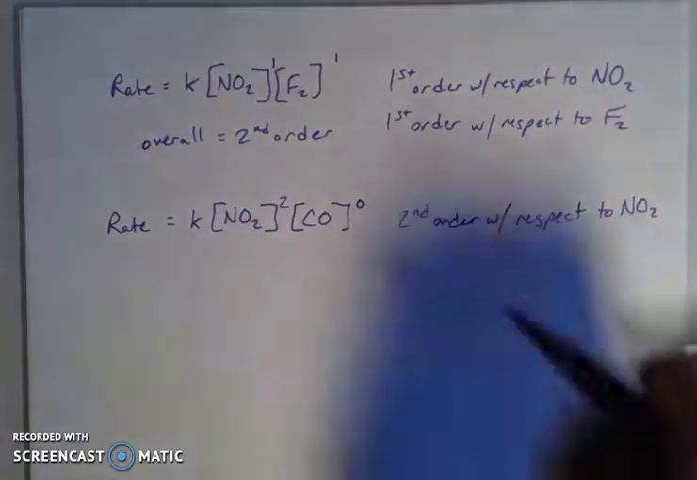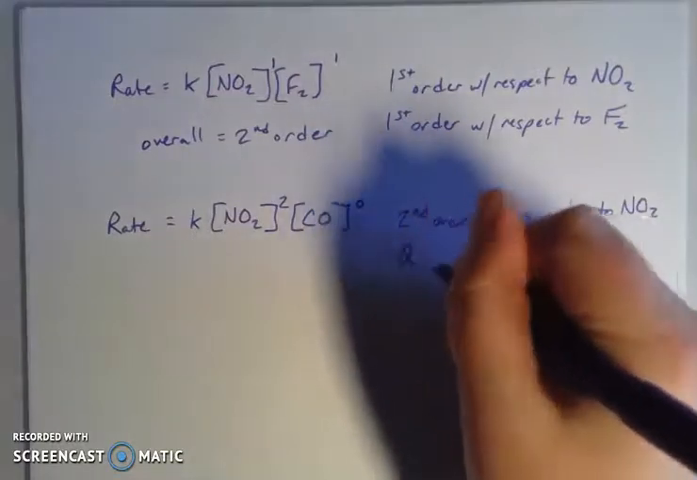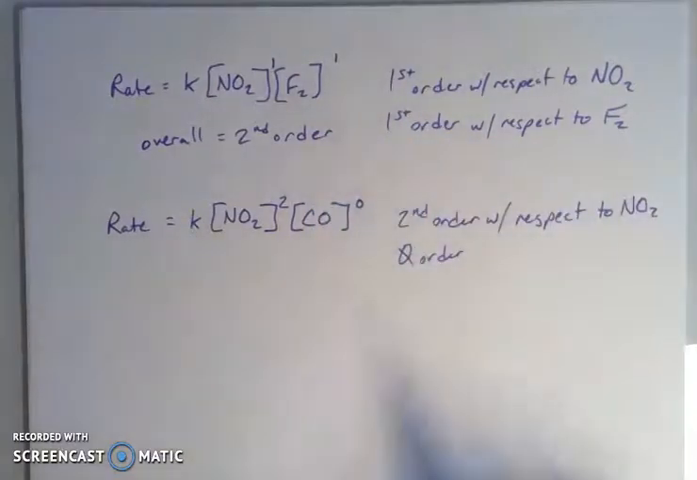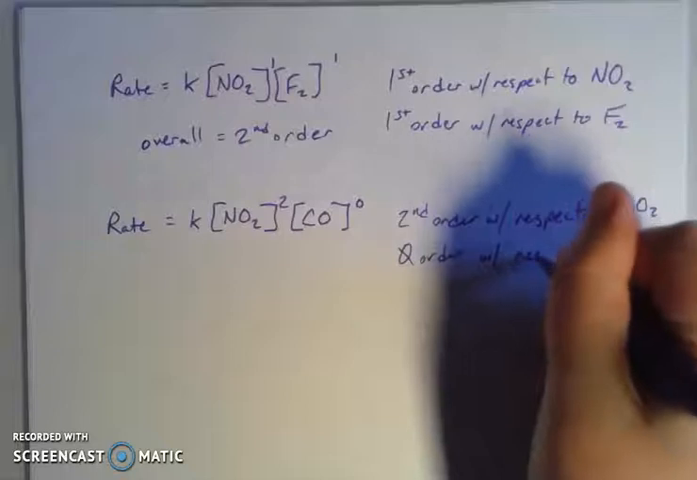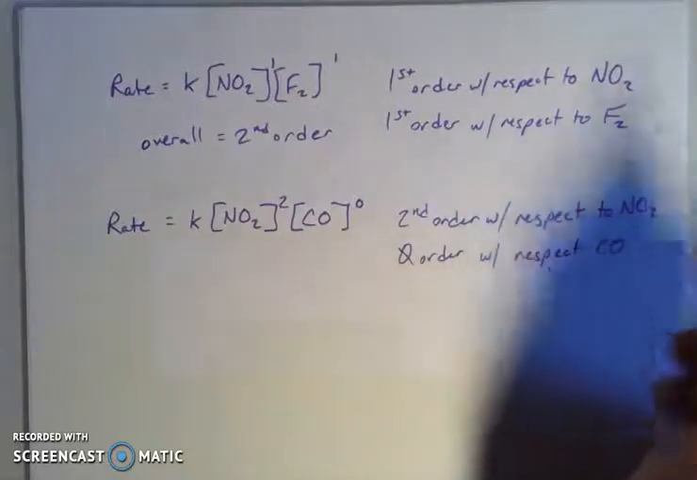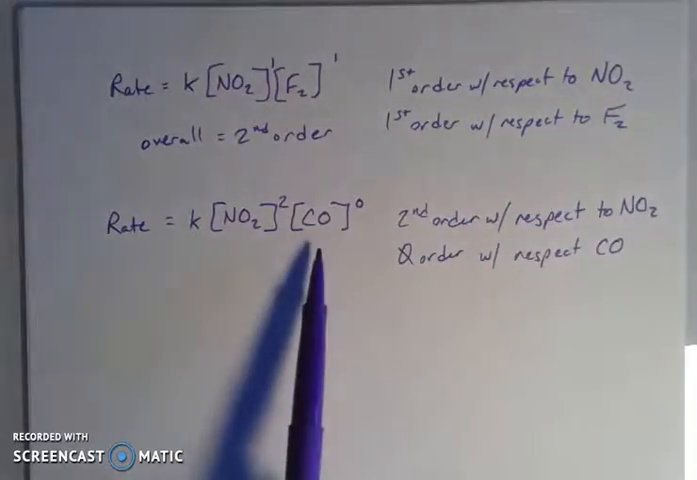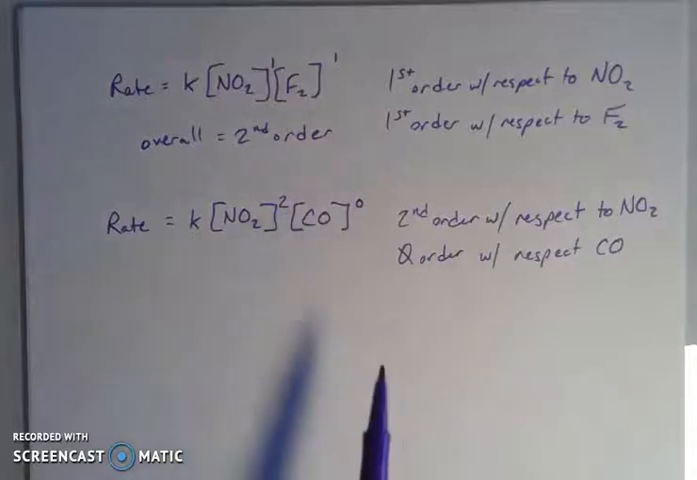And then a zero order, and I'll just slash my zero so it doesn't look like an oxygen. It kind of looks like a Q here, but that's a zero with respect to my carbon monoxide. Okay, so what that means is that there's no dependence of the rate on the concentration here.